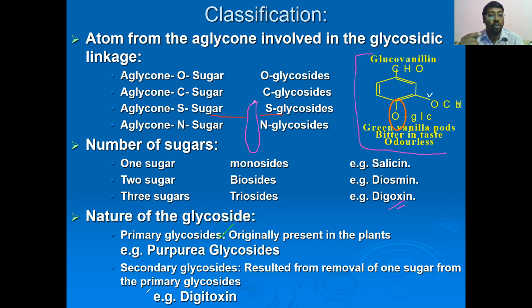So on the basis of the nature of the glycoside, we can call primary glycosides and secondary glycosides. Primary glycosides are originally present in the plants as such, like purpurea glycosides. Purpurea means Digitalis purpurea, that's from the plants as such. Secondary glycosides are actually the result of hydrolysis. And then we have a category of decoction under secondary glycosides as such.